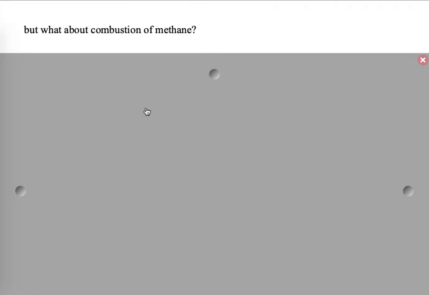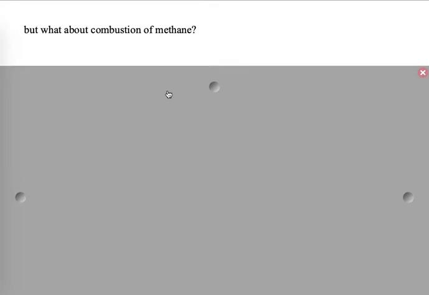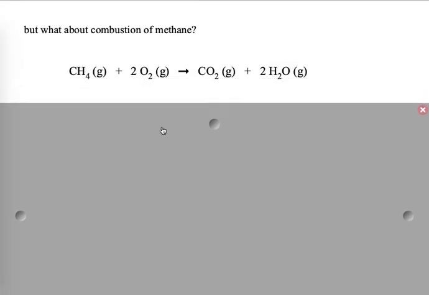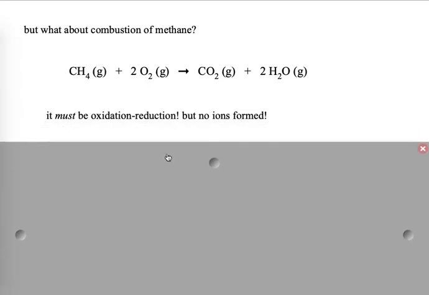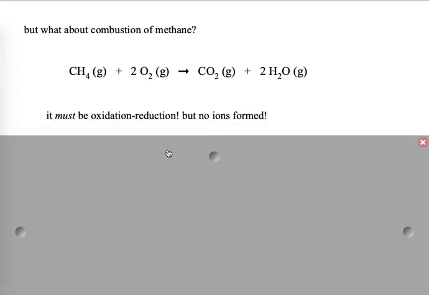Now, let's consider the combustion of methane. Every time I light the Bunsen burner in the chemistry lab, this is the chemical reaction that's taking place. Methane, a molecular compound that has the formula CH4, is combining with elemental oxygen to form carbon dioxide gas and water vapor. Now, because I am combining a substance with oxygen and forming oxygenated products, this must be an oxidation-reduction reaction.